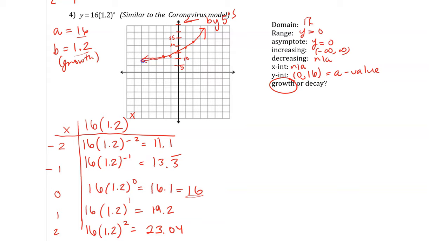But it will eventually continue to go down to zero. So it still has that horizontal asymptote at y equals zero. It's an increasing function the whole time. So all the way from negative infinity to infinity. It's not decreasing because it's growth. And no x-intercept. And then the y-intercept was at the a value of 16.